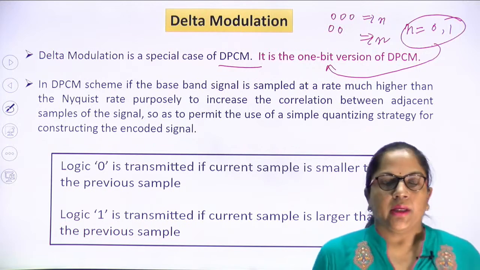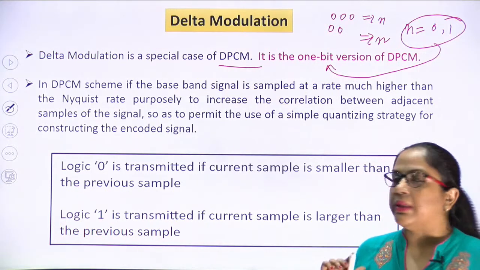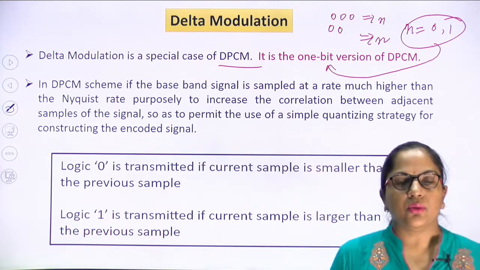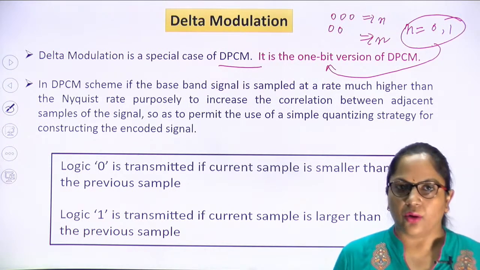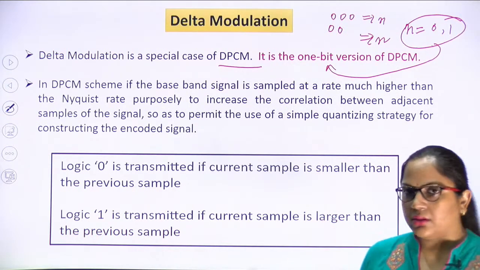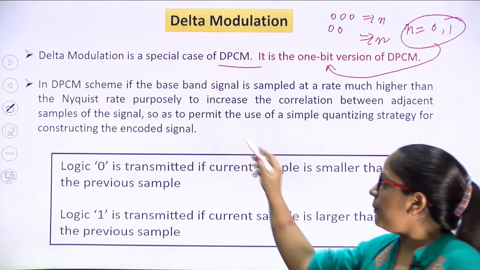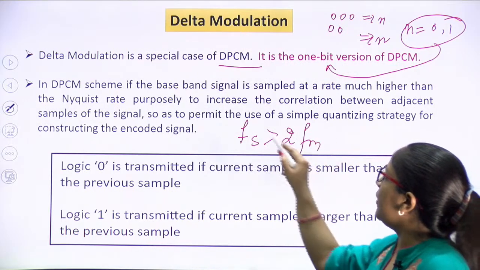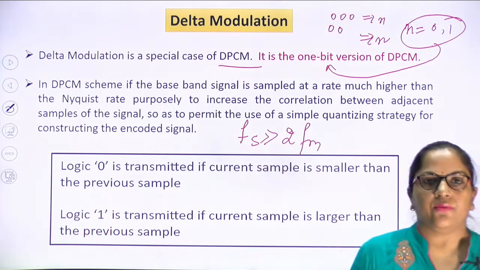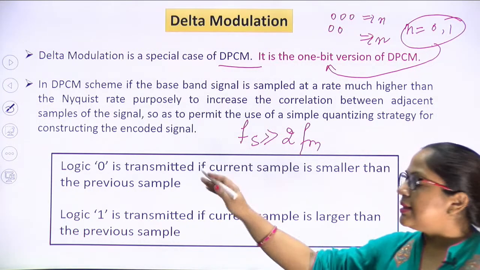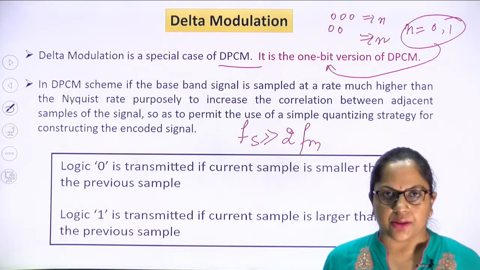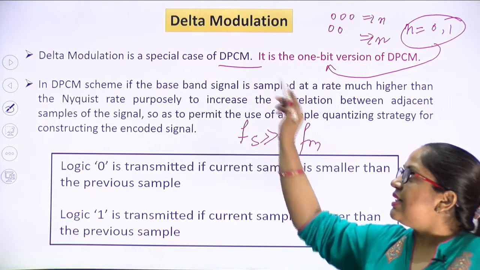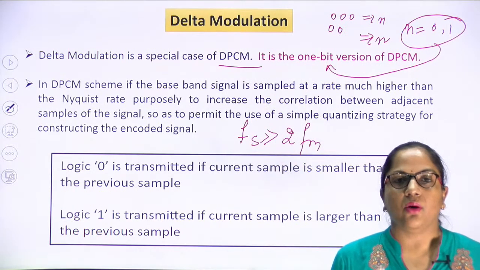In case of delta modulation, first we have to perform oversampling. This kind of modulation we can do only with those signals which are highly correlated. If they are not, first we have to do the oversampling. Oversampling means we have to select the sampling frequency much greater than twice of FM. So it will increase the sampling frequency, and the samples will come very close to each other. That means they become highly correlated. Okay. So this delta modulation cannot be performed with all kinds of signals.